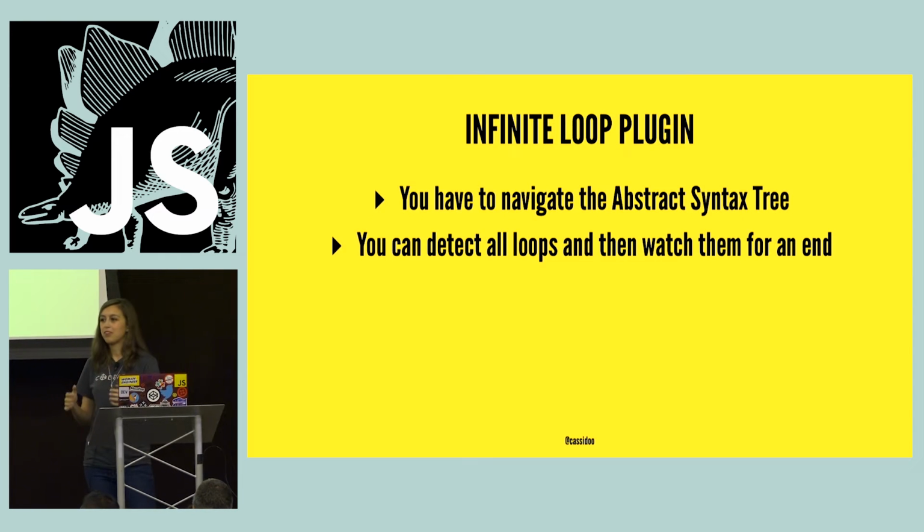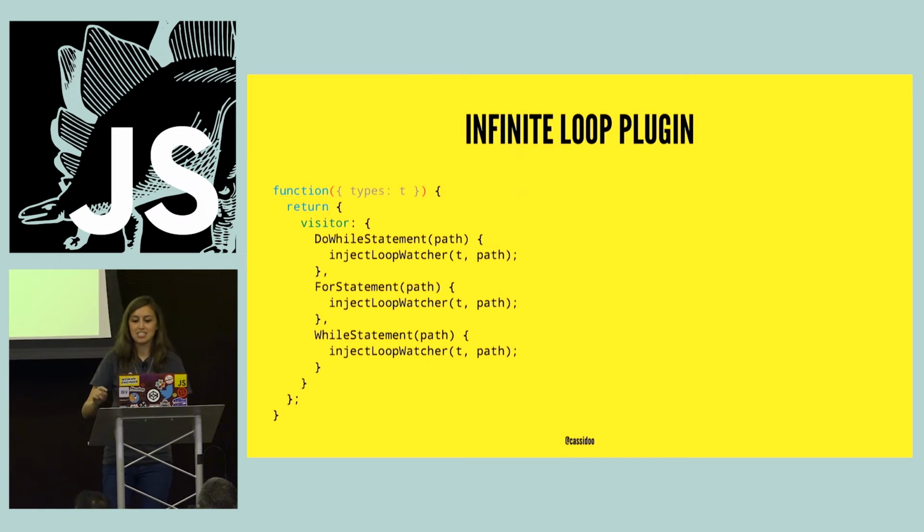Whenever you're making a plugin for Babel, you need to probably be able to navigate the abstract syntax tree, or the AST. And that's literally just the tree that is developed of your code. So what we did was we navigated it and detected all the loops that we needed to check for, and then figured out if those loops ended. And this is a snippet of this infinite loop plugin.